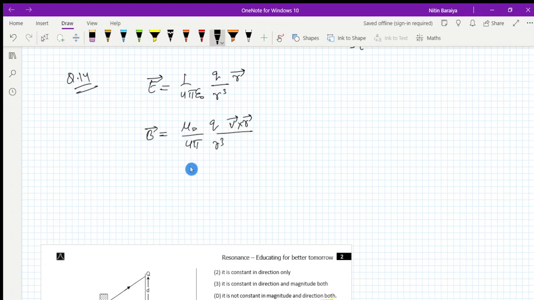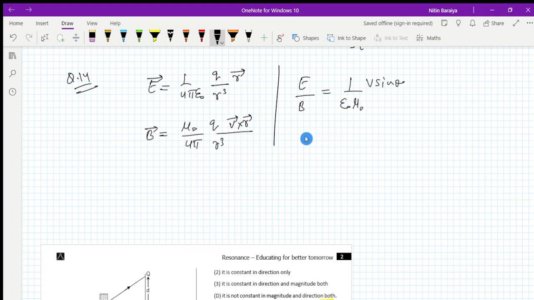If you look at the magnitudes, I think we can compare them. What is the relation between their magnitudes? If you do E by B, what are you going to get? You divide the two, and you get 1 upon epsilon naught mu naught, and r cube and q will get cancelled. We're just comparing the magnitudes, so here it is going to be v sine theta, isn't it? Because the magnitude of B will be v r sine theta. When you just divide the magnitudes, this is what you will get.